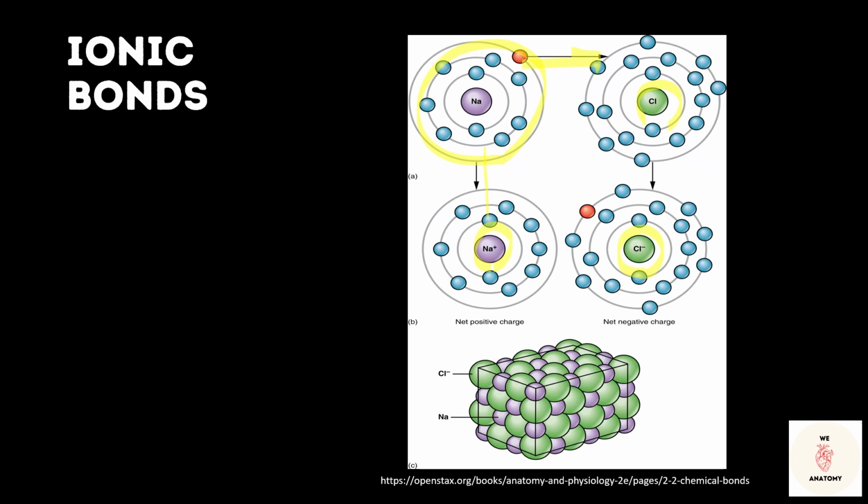This image at the bottom is showing you ionic bonding between sodium and chlorine. Sodium only has one electron in its valence shell. It donates that electron to chlorine to complete chlorine's valence shell. When these two atoms are bonded together, they form sodium chloride or table salt.